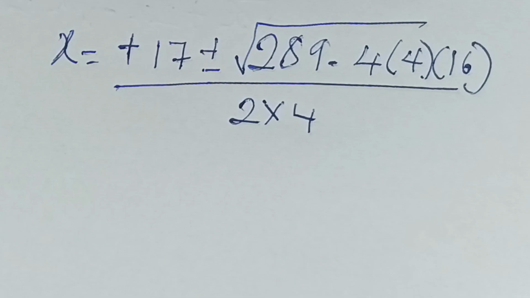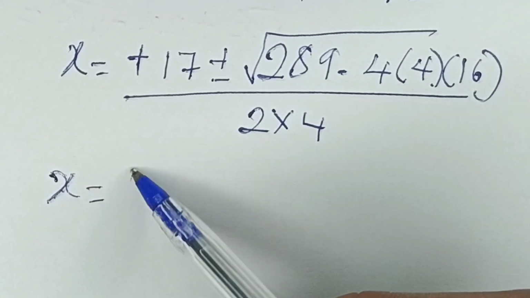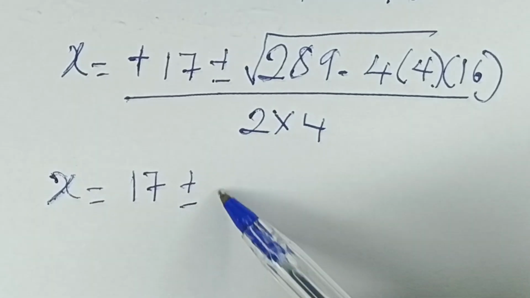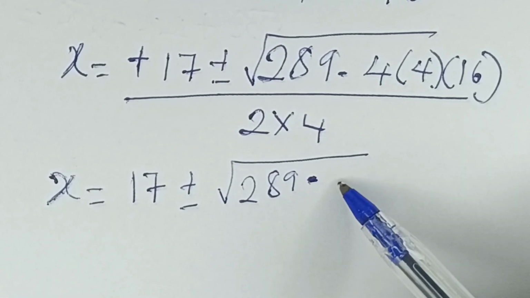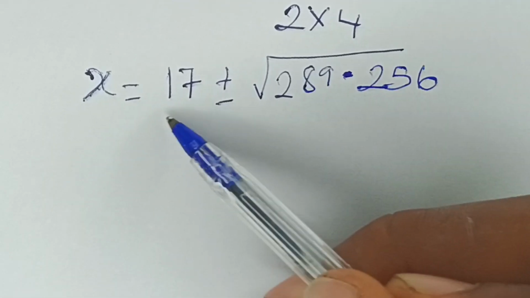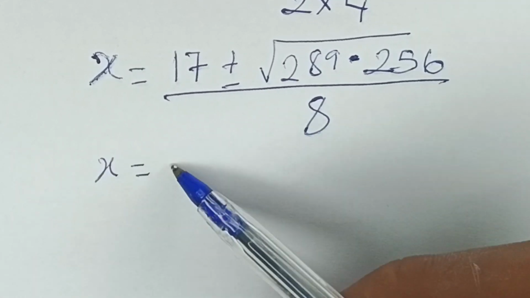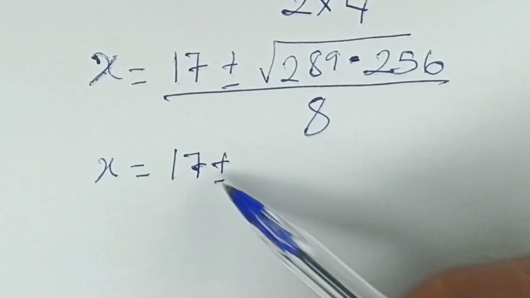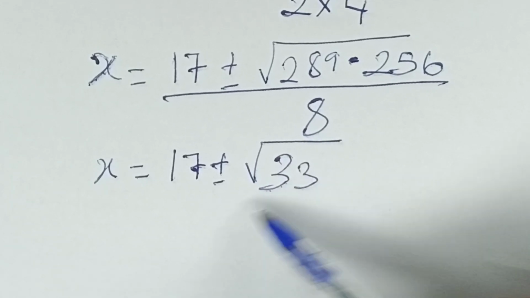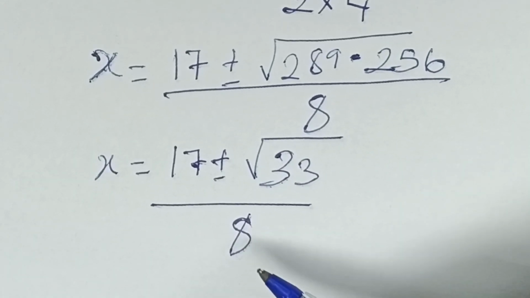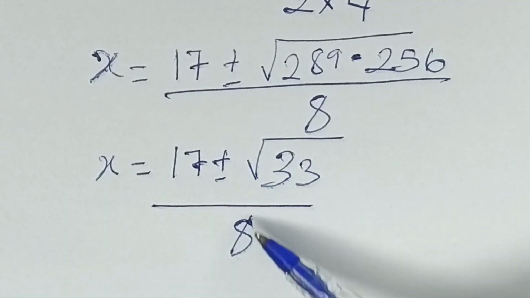Okay, moving on, our x becomes equal to 17 plus or minus square root of 289 minus 16 times 16 is 256 all over 8. Okay, from here our x becomes equal to 17 plus or minus square root of 289 minus 256 is 33. Okay, all over 8. Okay, so it's either our x is 17 plus root 33 over 8 or 17 minus root 33 over 8.